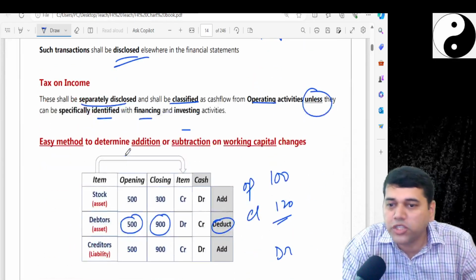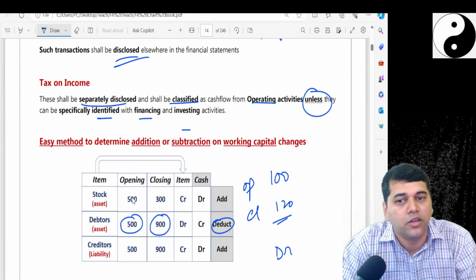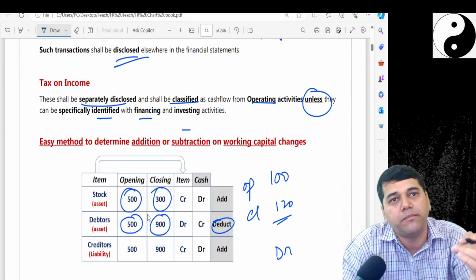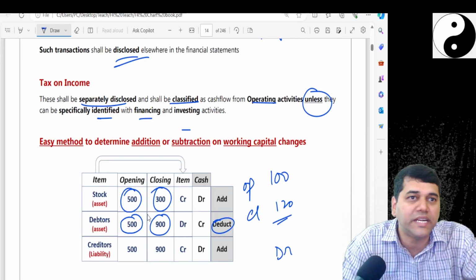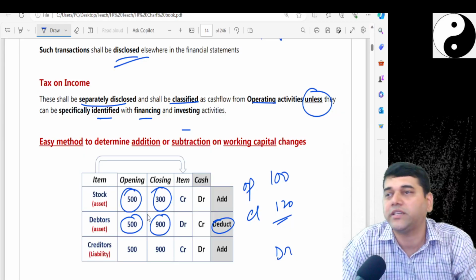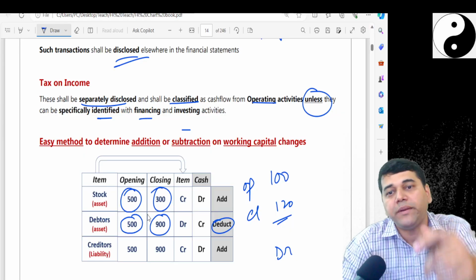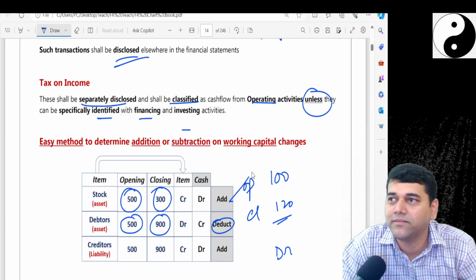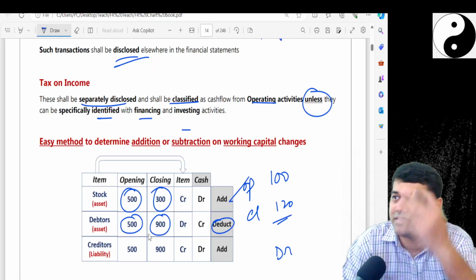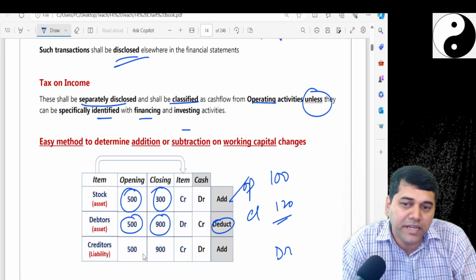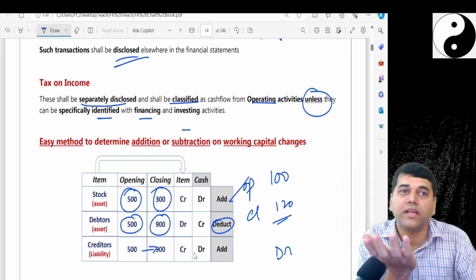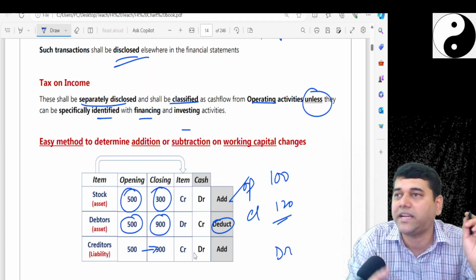Now if I talk about the stock, stock is also working capital. Opening stock is 500, closing is 300. How did my stock come down? To come down, you give it a credit. If you credit stock, then debit what? Cash. Cash you debited means add. Understood this logic? But liability, again same, go with the journal entry. Liability got changed. Liability increased, you credit. Debit what? Cash. Debit cash means add.